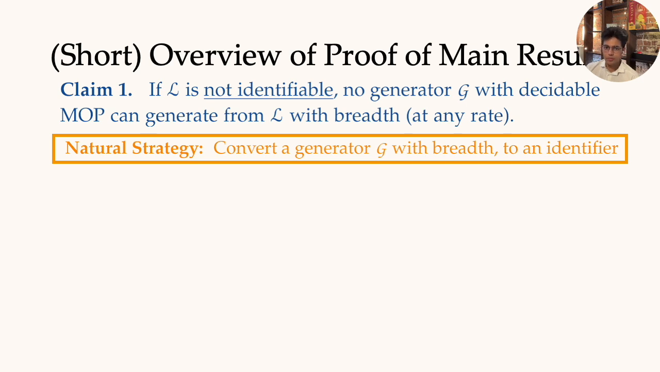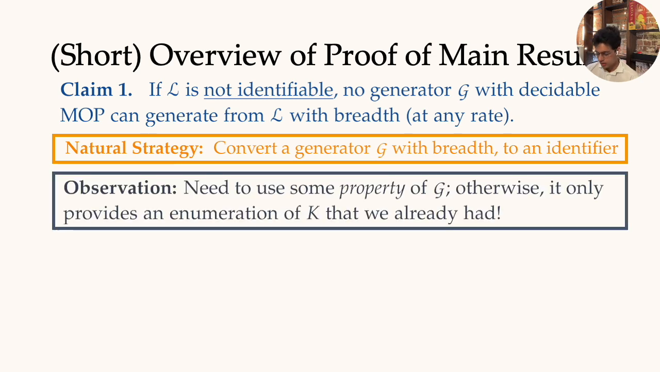A natural strategy to prove this is to take a generator, suppose that there is a generator that can achieve breadth, and somehow convert it into an identifier in the limit, which would then contradict the fact that the collection is not identifiable. To be able to get an identifier, we must be using some property of the generator G beyond that it outputs an enumeration of the target language. Because if we don't, then all we have access to is another enumeration of the target language, which in the online model we already had from the adversary.